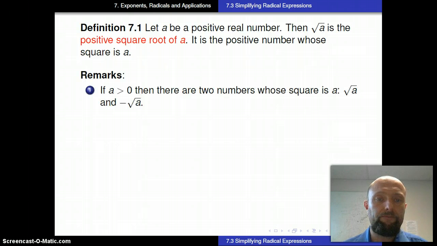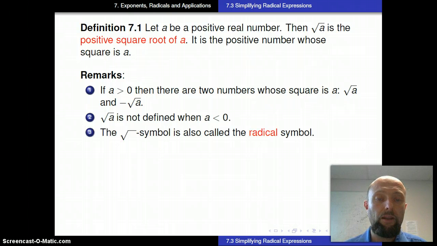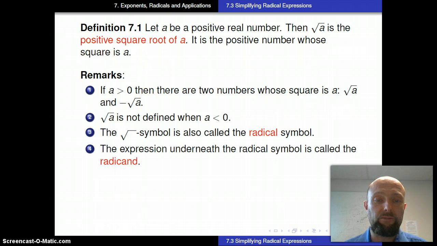Some remarks. If a is bigger than 0, then there are two numbers whose square is a: square root of a and negative square root of a. Square root of a is not defined when a is less than 0. The square root symbol is also called the radical symbol. The expression underneath the radical symbol is called the radicand.